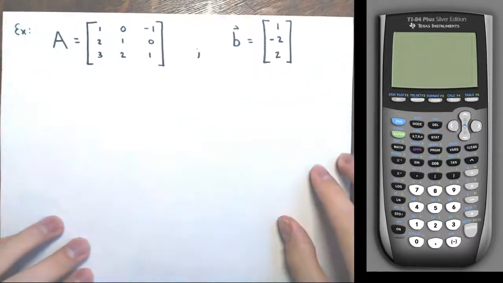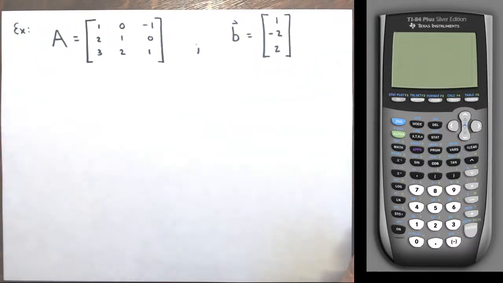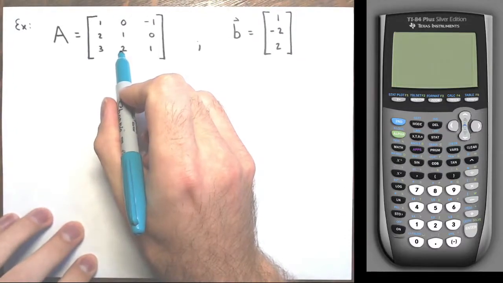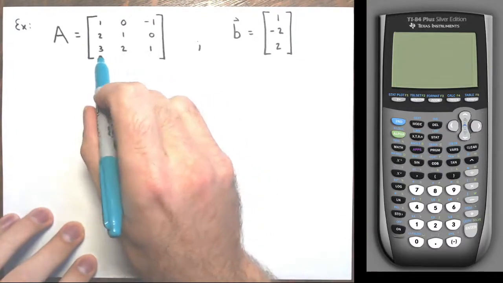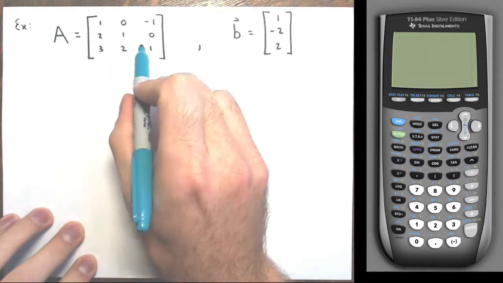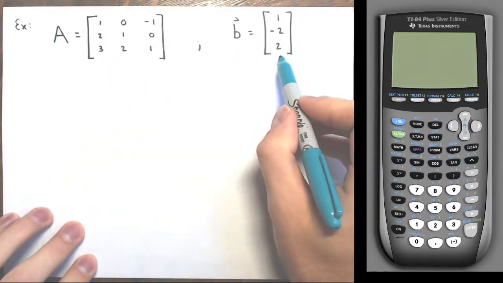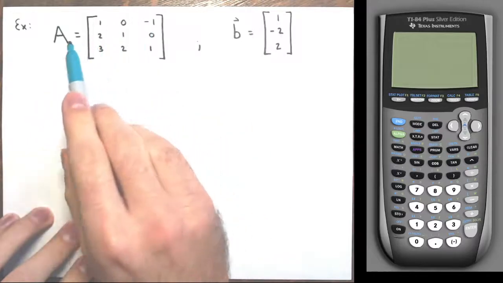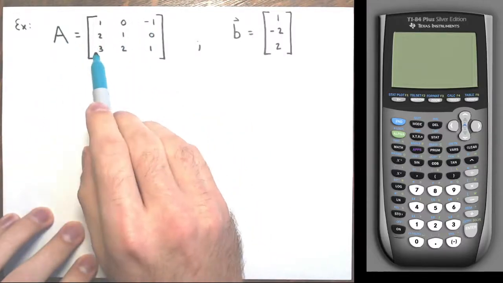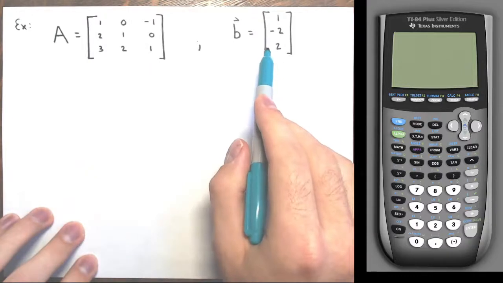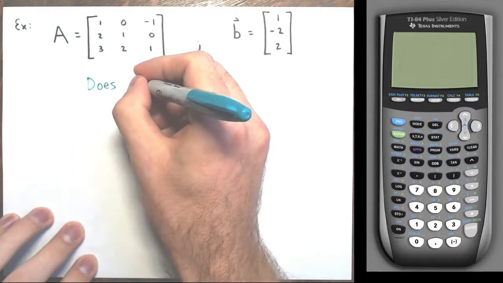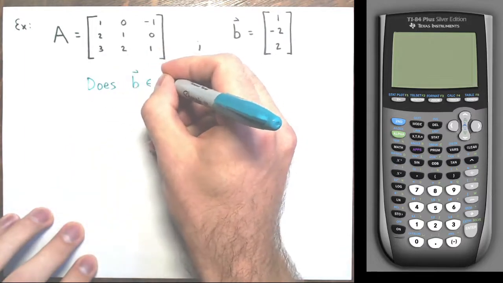All right, so this next example, I have the same matrix as I just had. Same column vectors: 1, 2, 3, 0, 1, 2, negative 1, 0, 1. But this time I have a different vector b. I'm not going to write the column space of this again. I did that with the last example. The column space of A is just all linear combinations of these three vectors. And the question is again, does b belong to the column space of A?